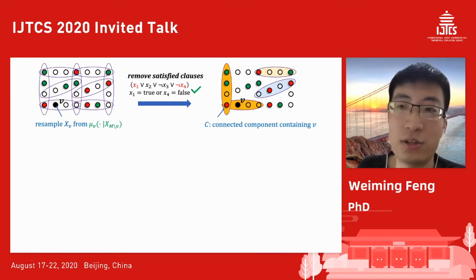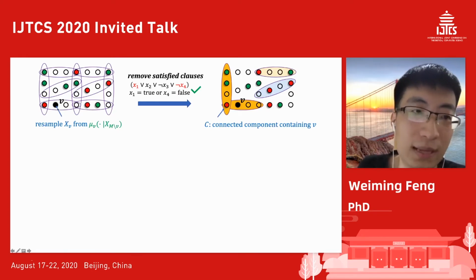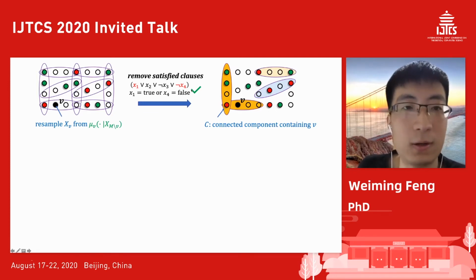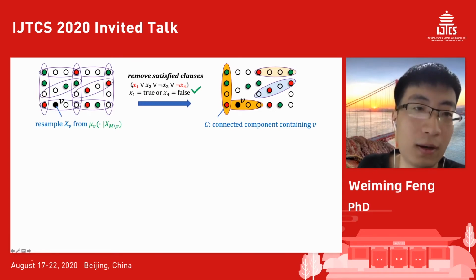Now consider each transition step of the global dynamics. We need to resample the value of V conditioning on the assignment of other variables. We call this assignment x_M set minus V. Now, given x_M set minus V, a key observation is that some clauses may be already satisfied. For example, we consider this clause. Suppose x1 and x4 are marked variables. If we already know x1 takes the value true or x4 takes the value false, then we know this clause must be satisfied. Satisfied clauses have no effect on the conditional distribution, so we can remove them.